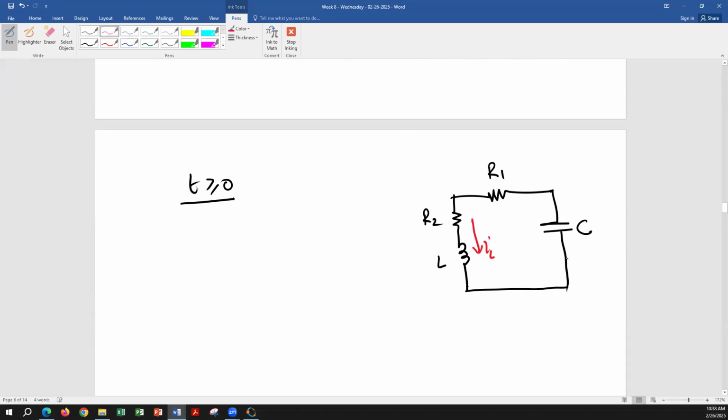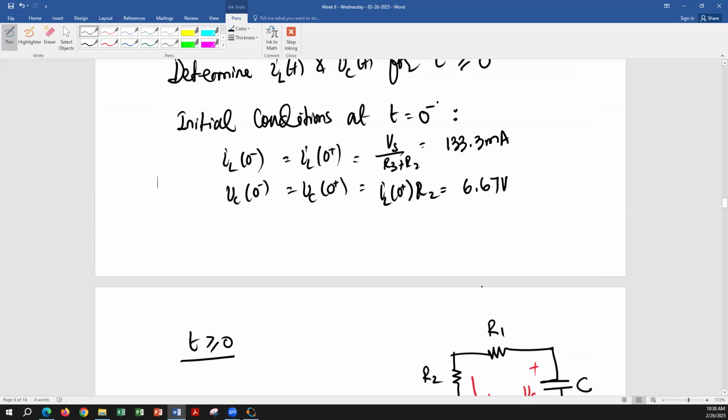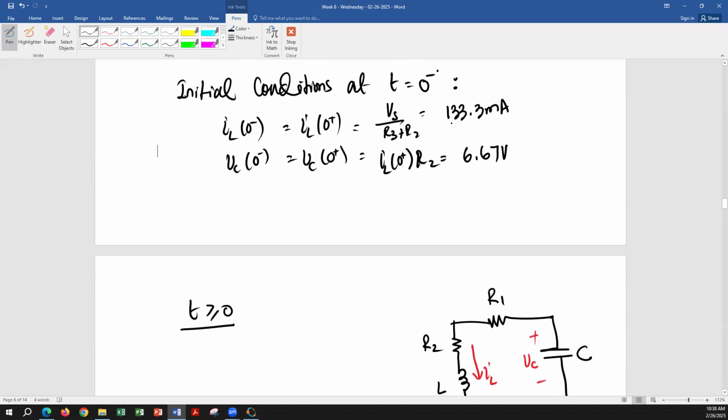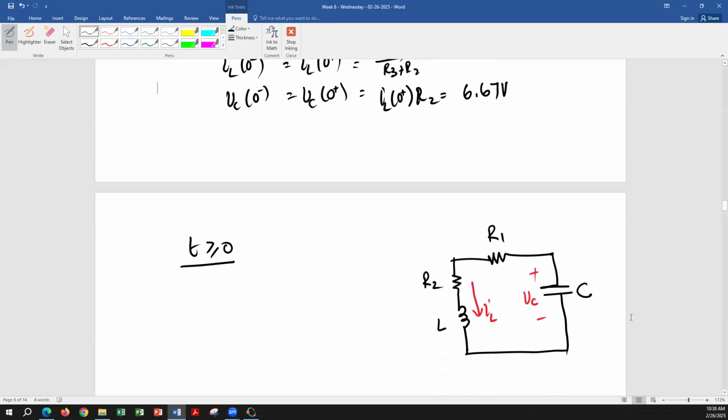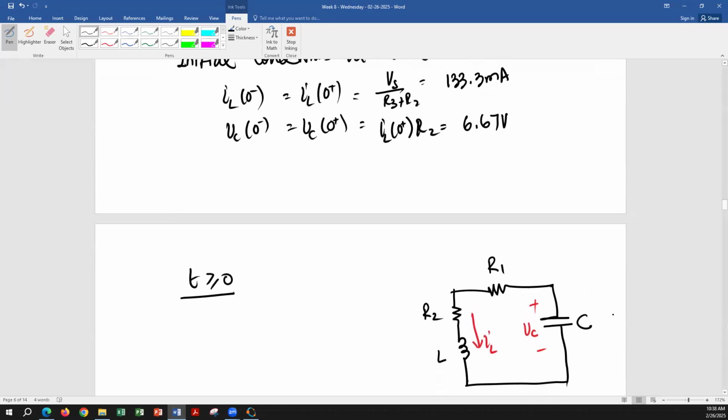My current is not going to change instantaneously. My voltage is not going to change across the capacitor instantaneously. However, capacitor current will change instantaneously. That's going to be the same current as IL at 0 positive. But VC0 positive is going to be the same as what we calculated, which is 6.67 volt. And then current is going to be 133.3 milliampere passing through each component at 0 positive.